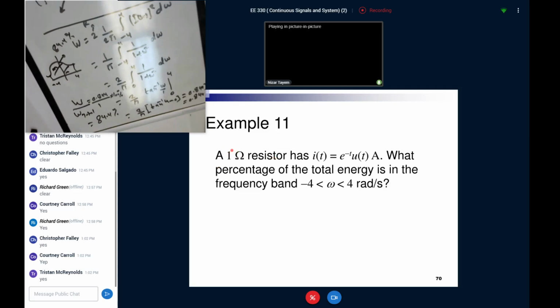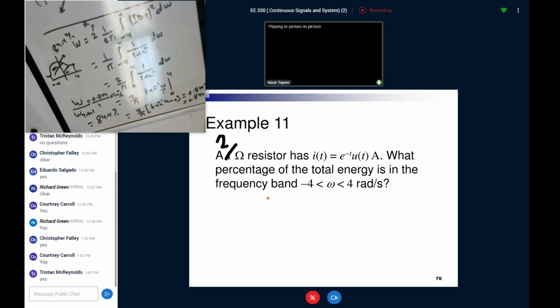Just change it in the slide: instead of 1 ohm resistor, it should be 2 ohm resistors. So this is a 2 ohm resistor instead of 1 ohm resistor. Is it clear now? Yes, sir. Thank you.